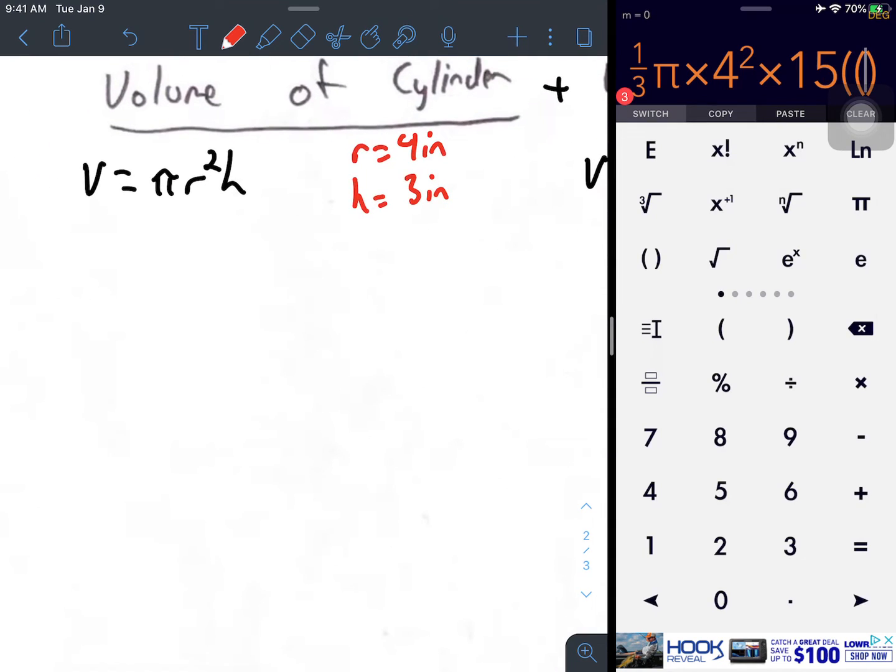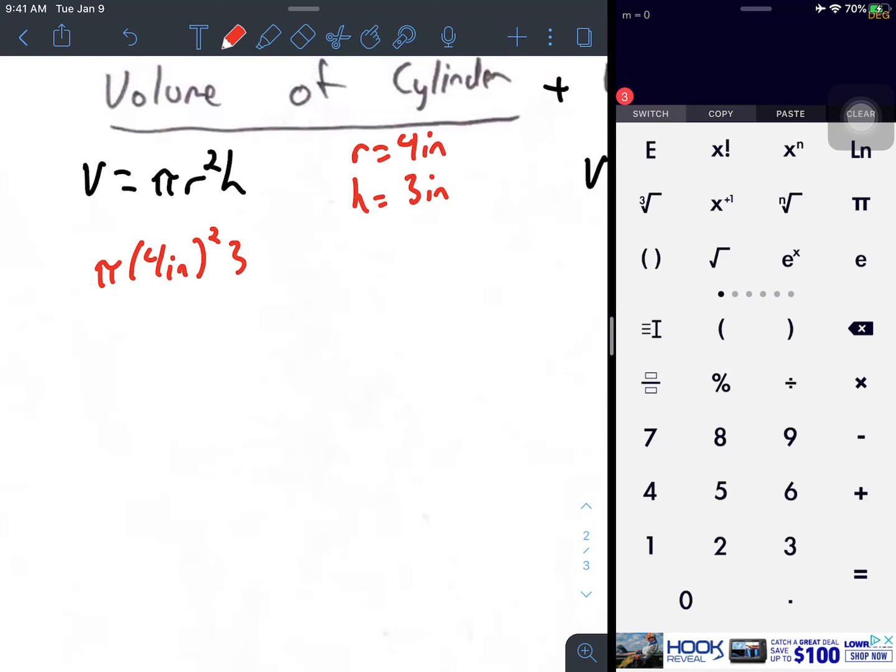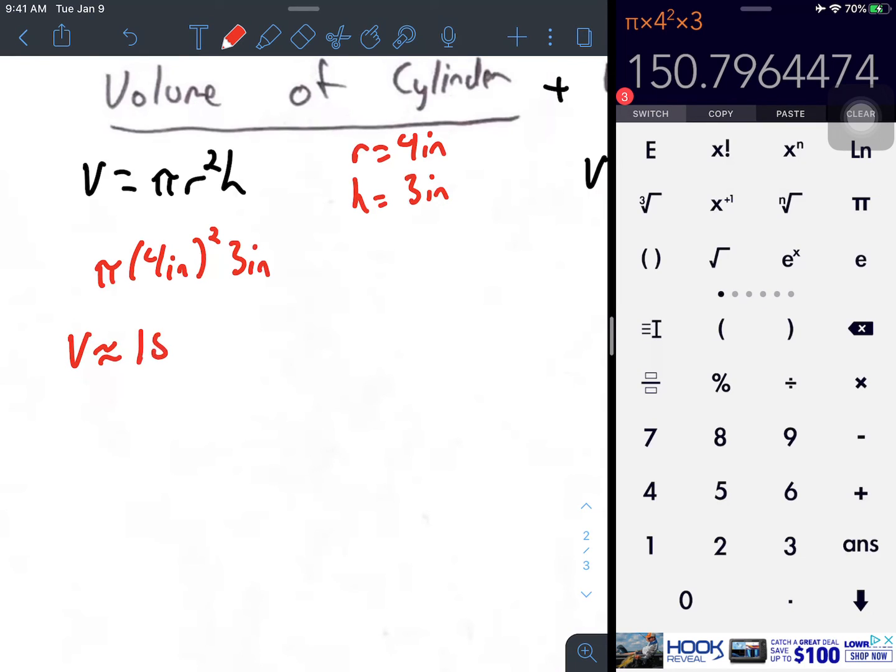So if we go ahead and start using these numbers in our formula here, we have pi r squared would be 4 inches squared, and the height is 3 inches. Looking at our formula then, we have pi times 4 squared times 3. So our volume is about 150.8 cubic inches for the cylinder.